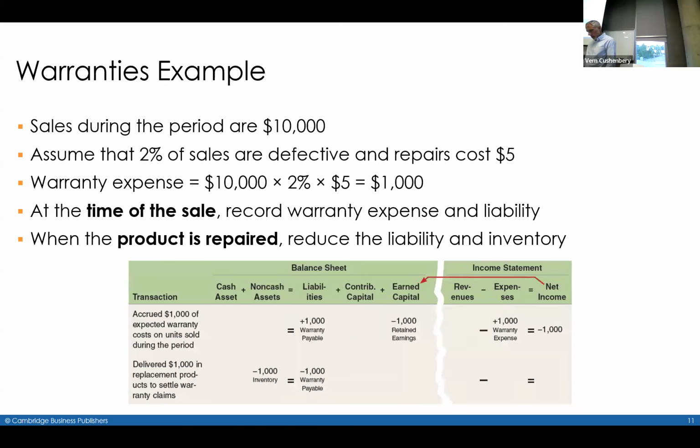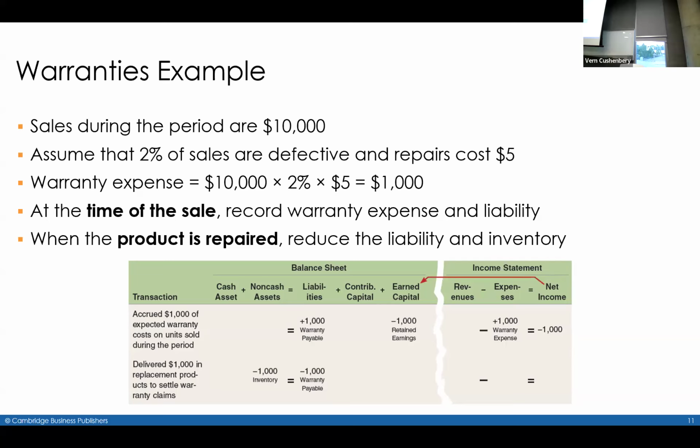Okay, let's look real quick at an example of warranty expense. Here, I think we're looking at Harley. Sales during the period are $10,000. We're going to assume that 2% of those sales are defective and repairs cost $5. So warranty expense equals $10,000 of sales times 2% times $5 equals $1,000 of warranty expense.